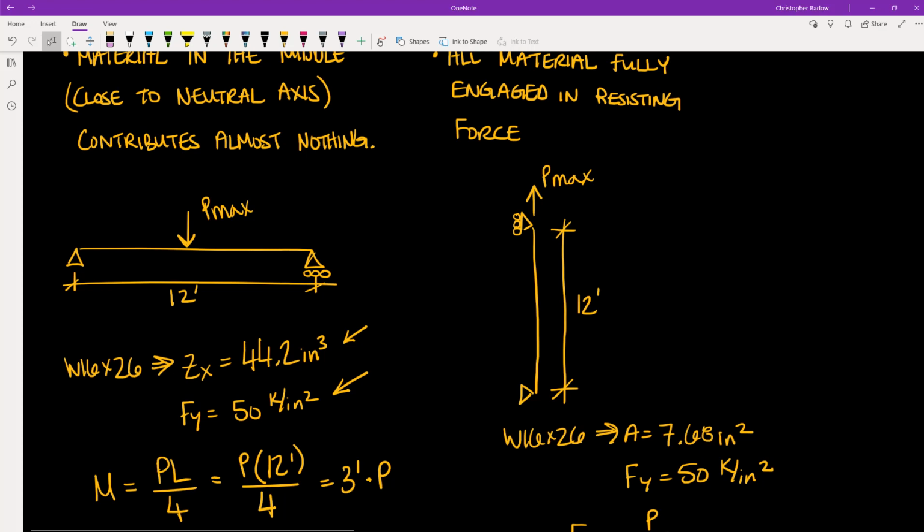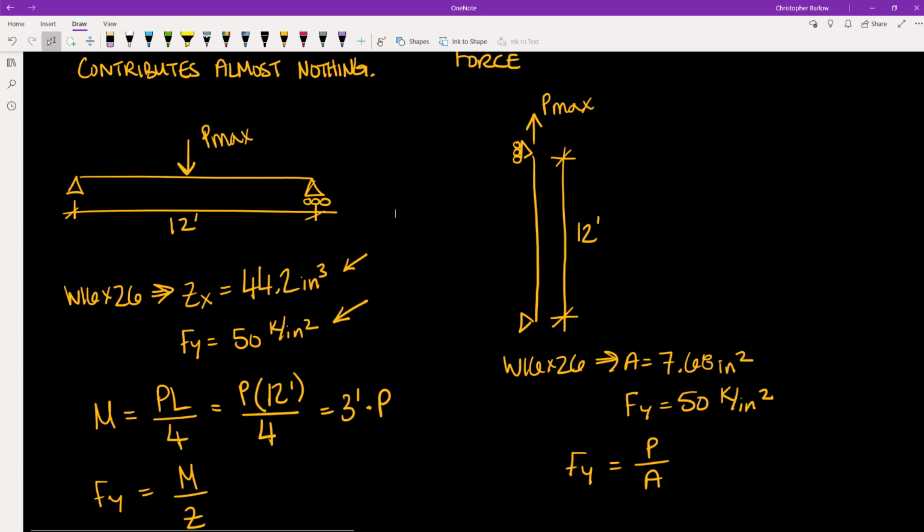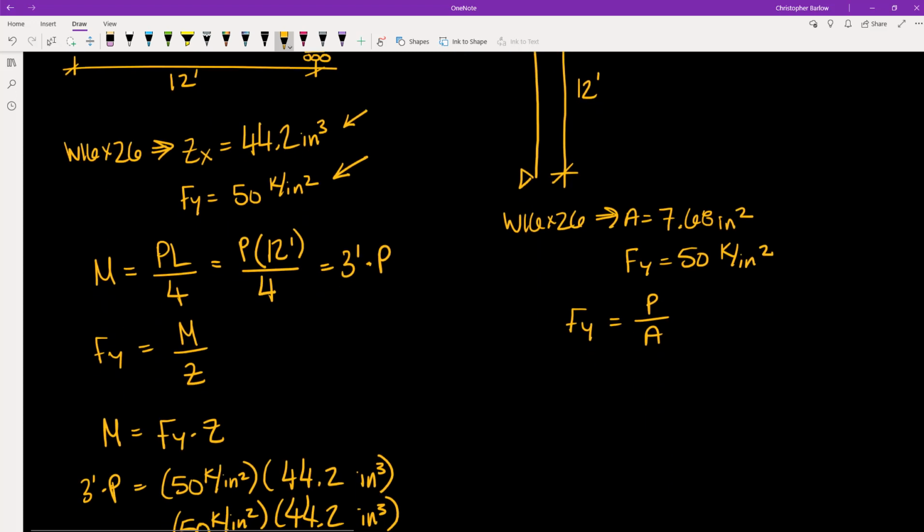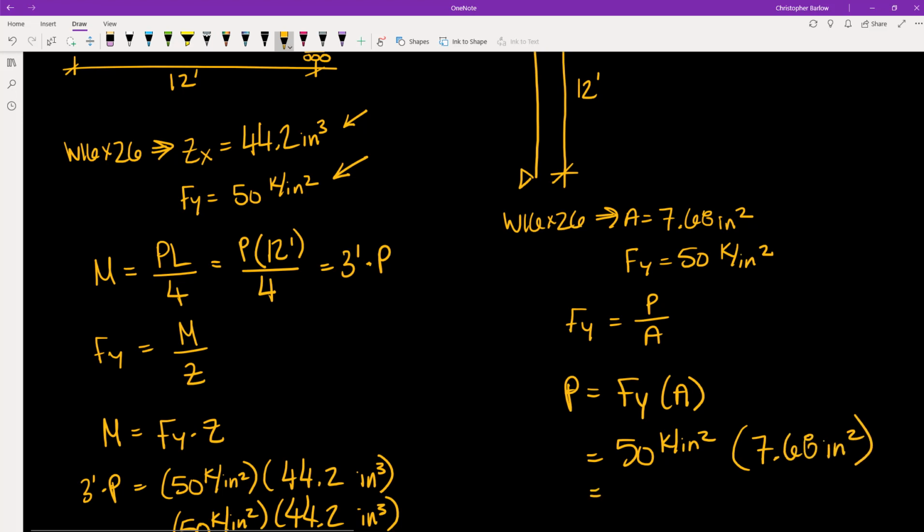Now let's compare that to this scenario. In week 2, we learned that our stress is equal to our applied force over the cross-sectional area. And so this calculation is much simpler. Here we rearrange and we get that our applied force is equal to Fy times the area. We plug in our values. And we get that the point load that we would need to apply in this case to get the member to yield is 384 kips.